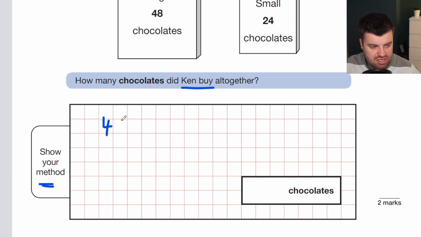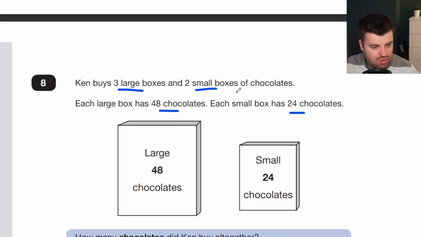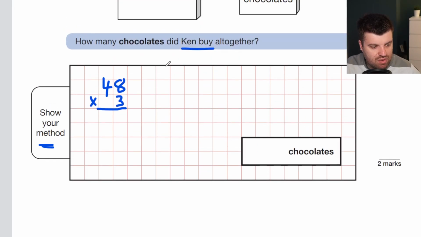Show your method. Trust me, it's worth it. 48, and he bought 3 of those boxes. I'm going to actually set up the other one as well, because he bought 2 small boxes with 24. Now, what's really interesting is you might be able to do 24 times 2 in your head. I would still just write it out in this question to make sure. I'm going to start with 24 times 2 because it's quite simple.